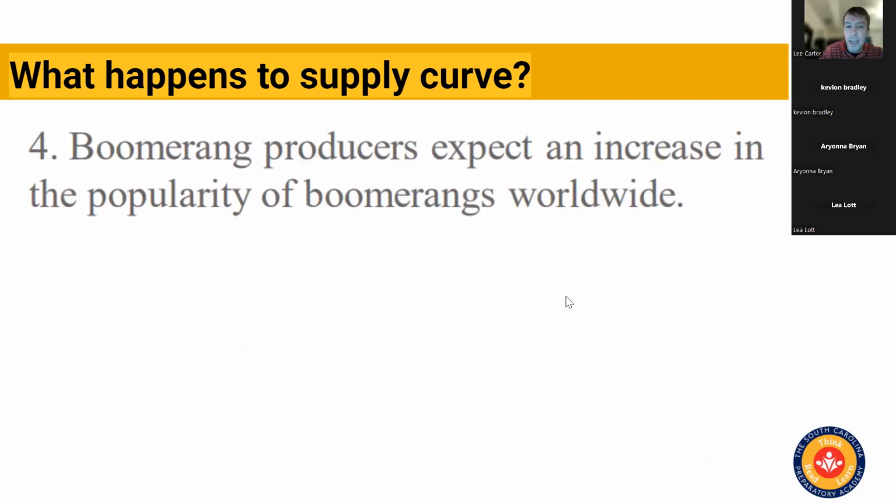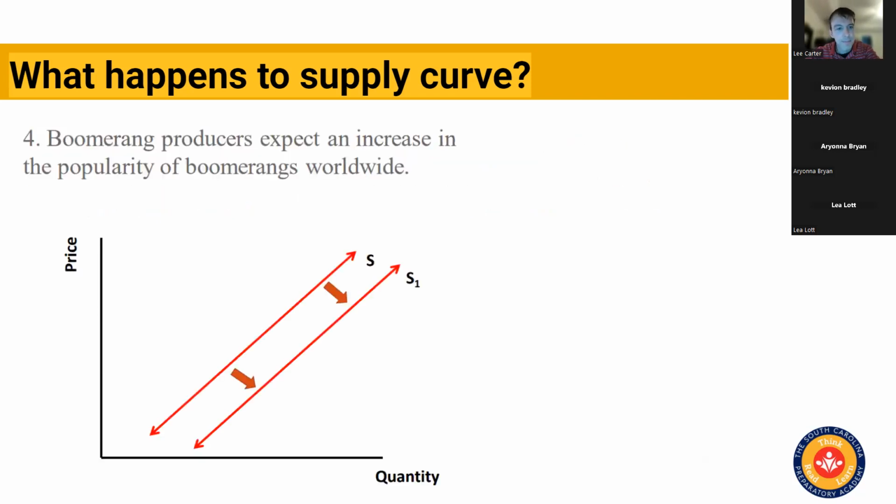So if you expect that there will be an increase in popularity of boomerangs, then you think more people are going to buy them. If you think more people are going to buy them, then you're going to make more. You see how the supply curve moved this way, meaning that at the same price right here, you would produce more of that thing than you would before because you expect to be able to sell more of them.